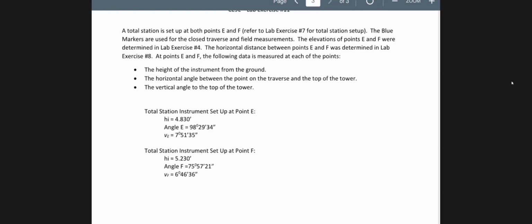The real definition of HI is the elevation of the instrument above sea level, the actual elevation of the instrument. HI in this case is the distance from the point on the ground to the center of the total station. That's the 4.83 at location E, and that's the 5.23 at point F. So you do need that to calculate the elevation of the tower too, because you're going to add the height of instrument at each setup to the ground elevation at point E and F.